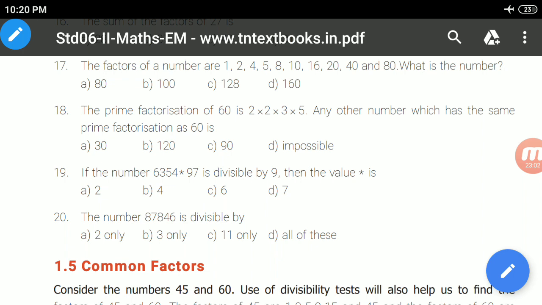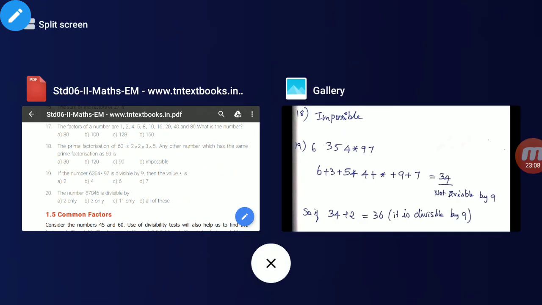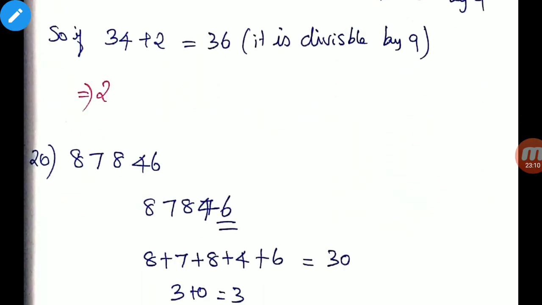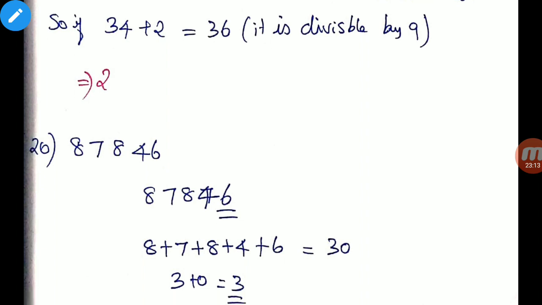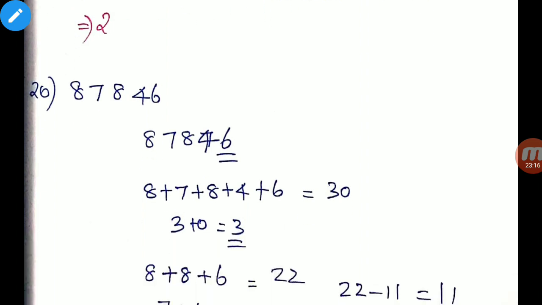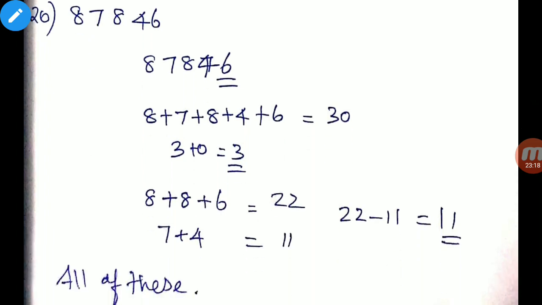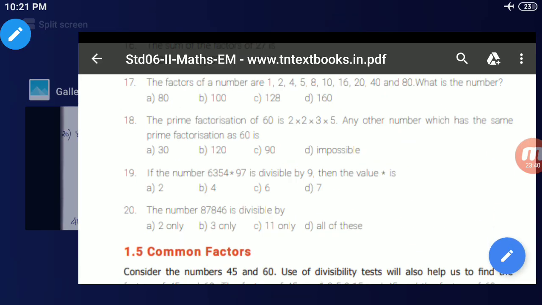Okay. The next number is 87,846. It is divisible by, you check here, the number ends with 6, so it is divisible by 2. Total of the digits is 30, so 3 plus 0 is 3, so it is also divisible by 3. Okay. See the odd-place digits, 8 plus 6 is 22. Even-place digits, the second digit and fourth digit, 7 plus 4 is 11. So 22 minus 11 is 11, so it is divisible by 11. So the number is divisible by 2, 3 and 11. See the answer? We have all of these.